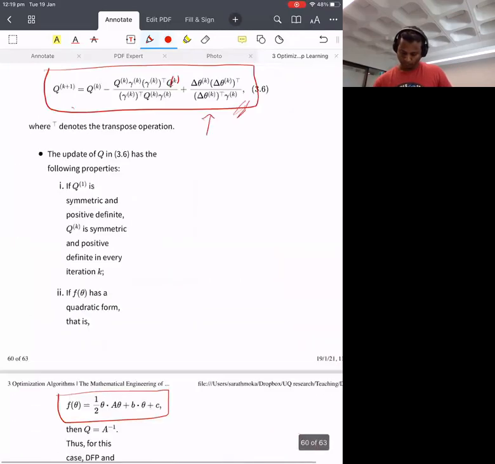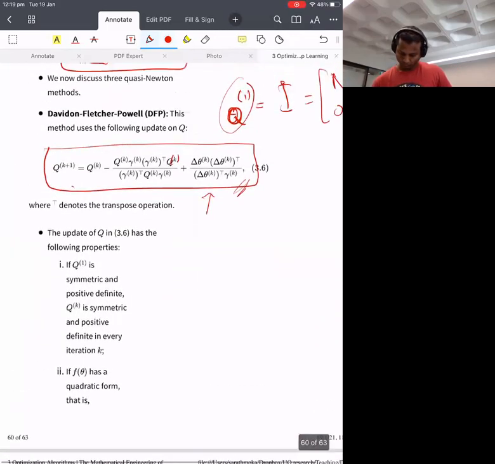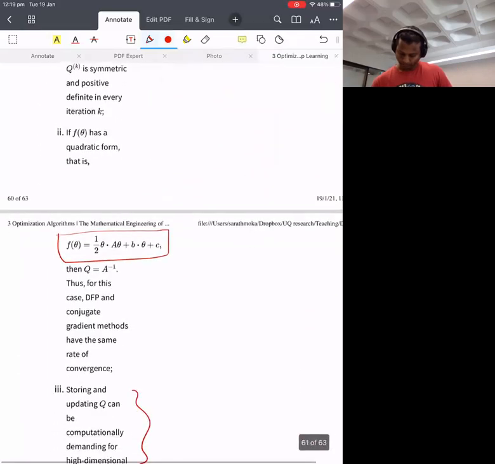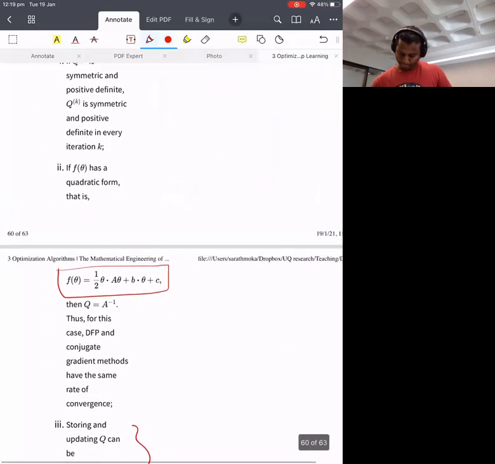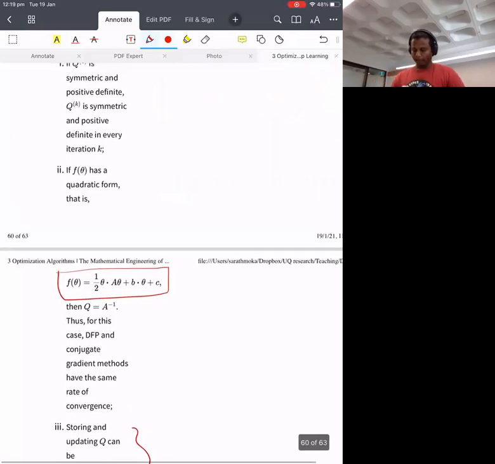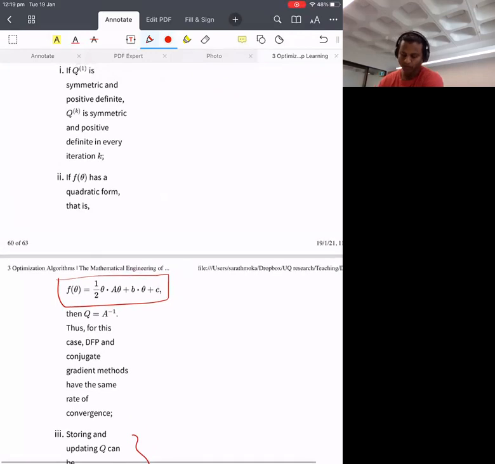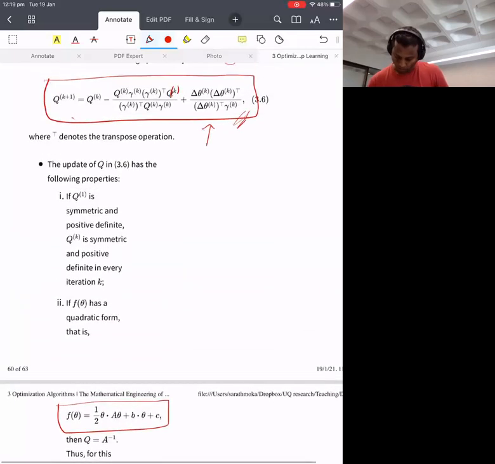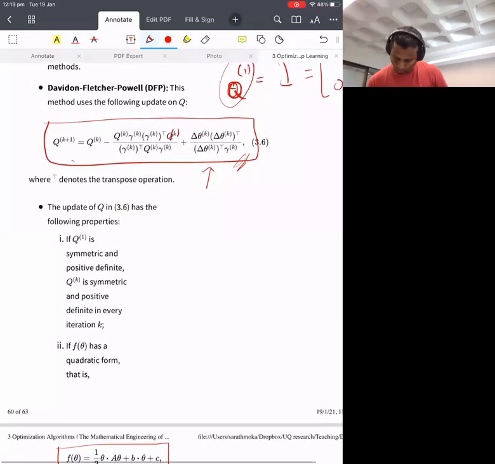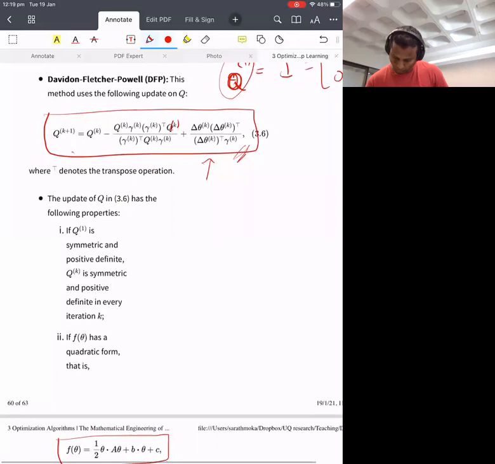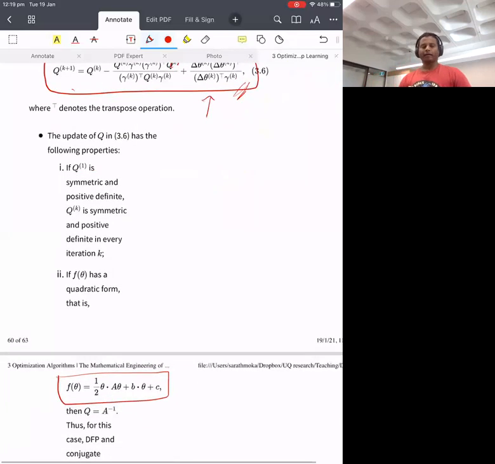Property 2, I guess this is the one, right? Yeah. So it takes some time to actually find out if the function is quadratic. You already have a quadratic approximation. Then what is the Hessian? The Hessian is actually A itself.